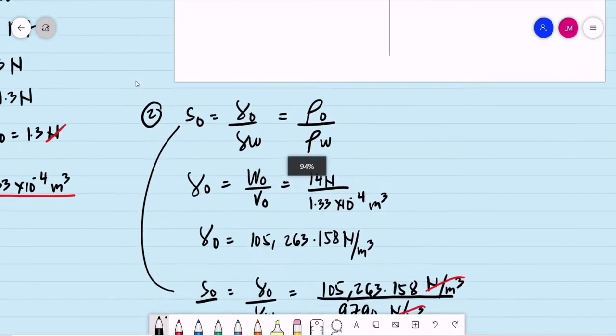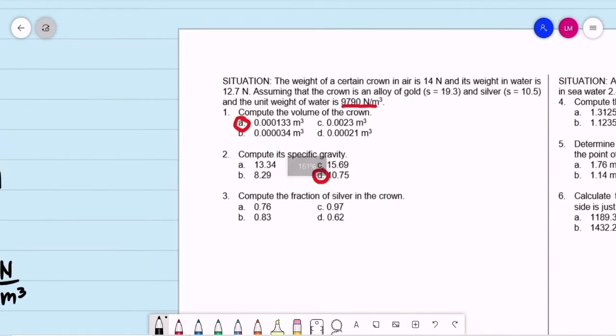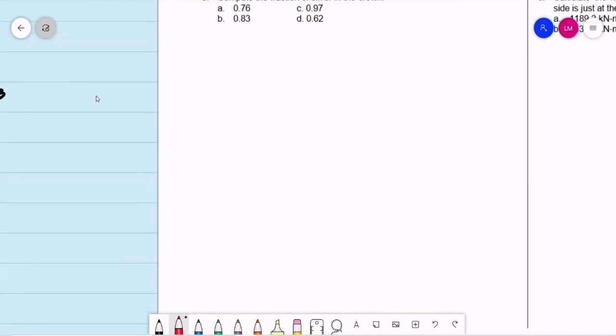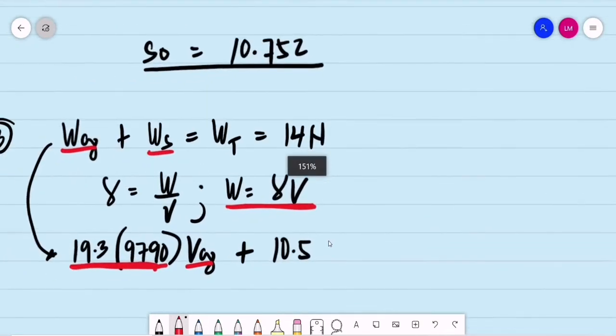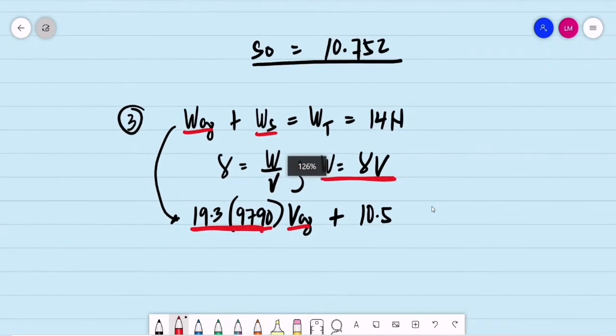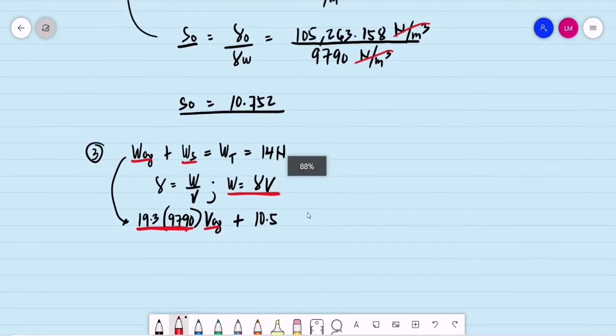Okay, double check natin yon. So, specific gravity ng gold is 19.3. Sa silver naman, specific gravity is 10.5. So, ulitin ko, it's 19.3 times 9,790, volume ng gold, plus 10.5 times yung gamma water, that is 9,790 multiplied by the volume of the silver is equal to the total weight, which is the 14 newtons. So, pwede natin i-simplify ito, dividing all terms by 9,790.